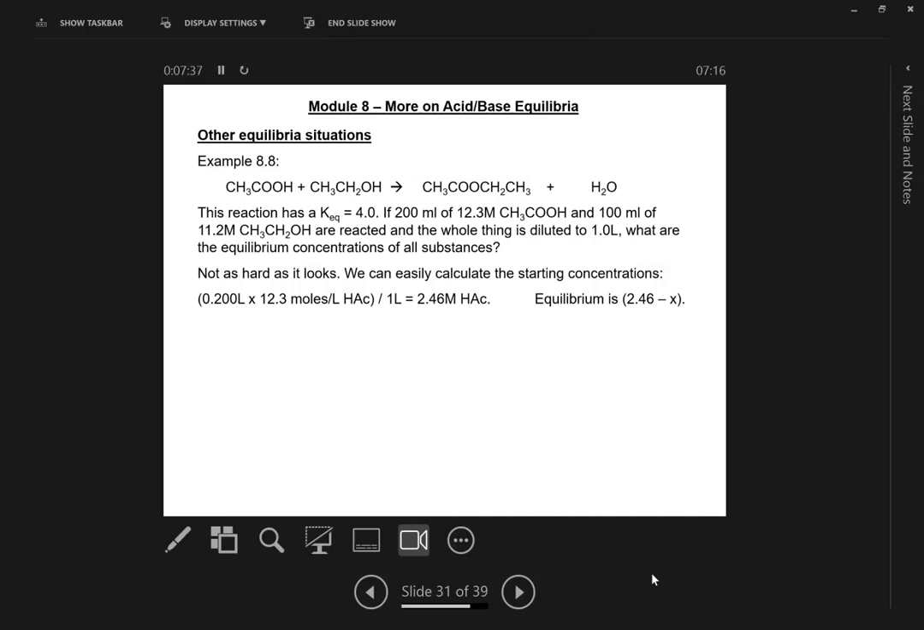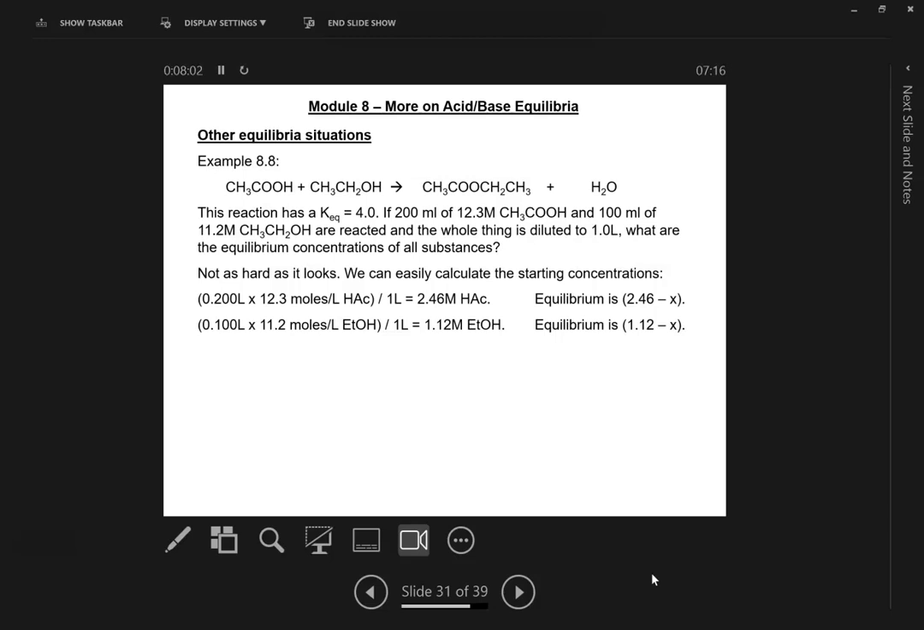I divide it by 1 liter, which is pretty easy. I get 2.46 molar acetic acid, which I'm abbreviating as HAc. So at equilibrium, my concentration is going to be 2.46 minus X. I can do the same thing with my, sorry, this is ethanol, not acetone, it's ethanol.